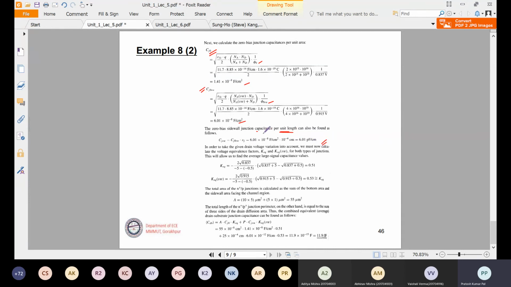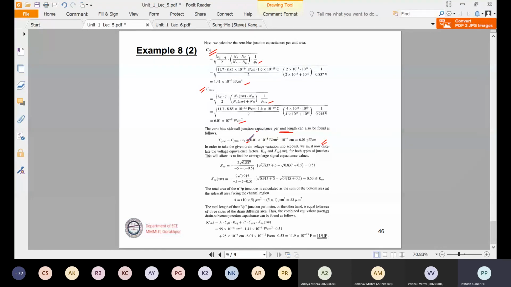So this value will be multiplied by xj. Xj is given in the question already, 10 power minus 4. So this much will be the capacitance per unit centimeter. So this is capacitance per unit length.